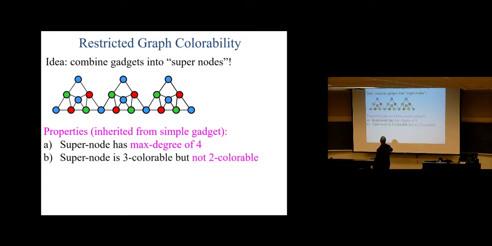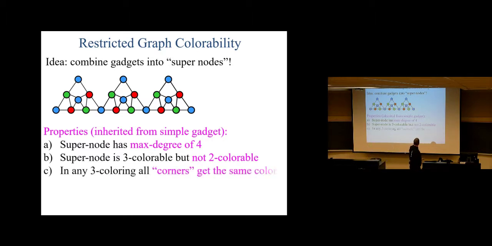How? Well, each gadget is 3-colorable, so a connection of a bunch of gadgets by the endpoint is also 3-colorable. It's not 2-colorable because it's got lots of triangles. No triangle is 2-colorable, much less anything larger than that. And finally, in any 3-coloring, all corners now must get the same color. By corner, we mean all the tips, the remaining tips. This one, this one, this one, this one, and that one all must get the same color.